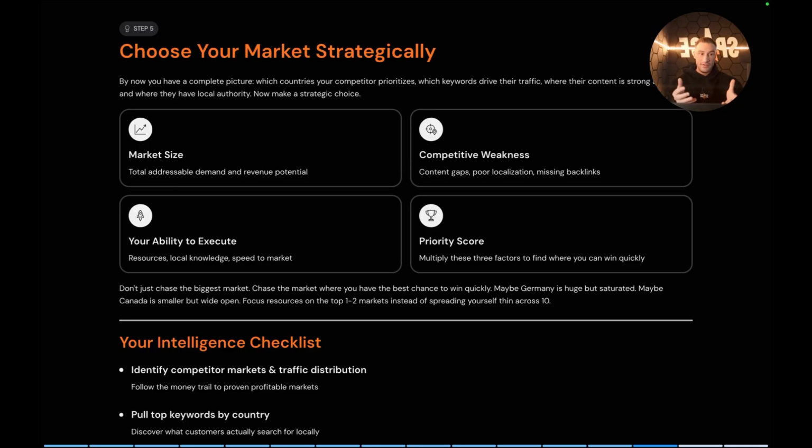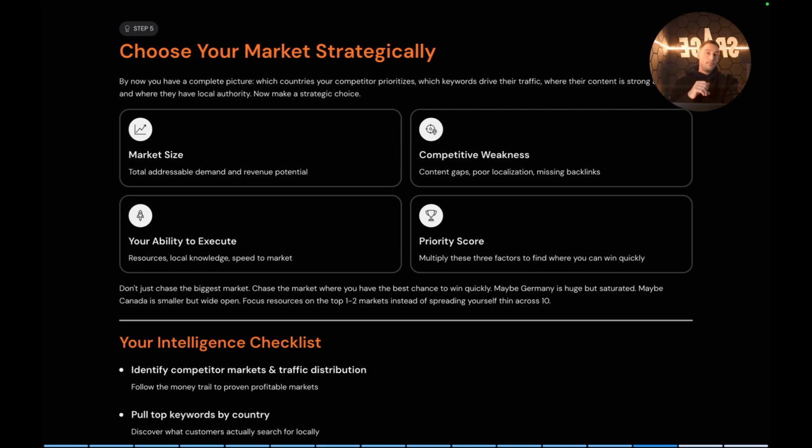Although you still need to work especially on content localization and local site architecture, because if that sucks, your authority will also not do anything because you will just target the wrong queries, the wrong keywords, the wrong topics. But the link building aspect will then be substantially easier.